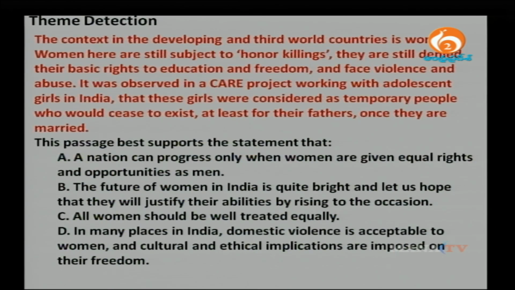The passage best supports the statement that a nation can progress only when women are given equal rights and opportunities as men. The future of women in India is quite bright, and let us hope that they will justify their abilities by rising to the occasion. All women should be treated equally. In many places in India, domestic violence is acceptable to women and cultural and ethical implications are imposed on their freedom. Please read carefully, you will find the answer.